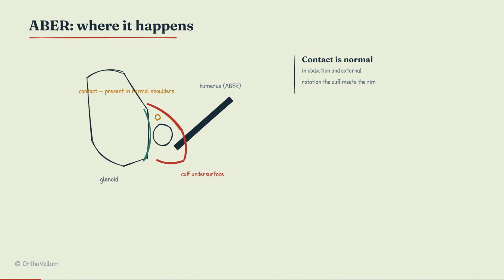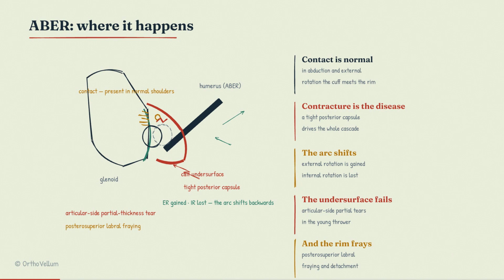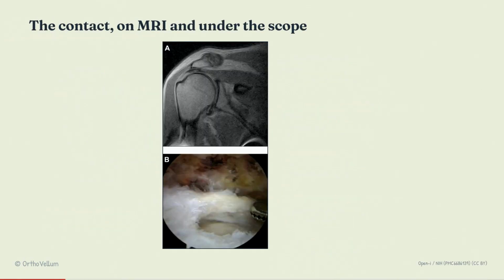Now the disease. A tight posterior capsule, the contracture behind GIRD, pulls the humeral head, and obligate anterior superior translation follows. The arc shifts. External rotation gained, internal rotation lost. Contact force climbs at the posterosuperior rim, and two structures pay. First, the undersurface tear, a partial thickness, articular-sided tear of the cuff. Then the labrum, degenerative wear first, detachment later. Hold the hierarchy: the contact was never the crime. The contracture is.